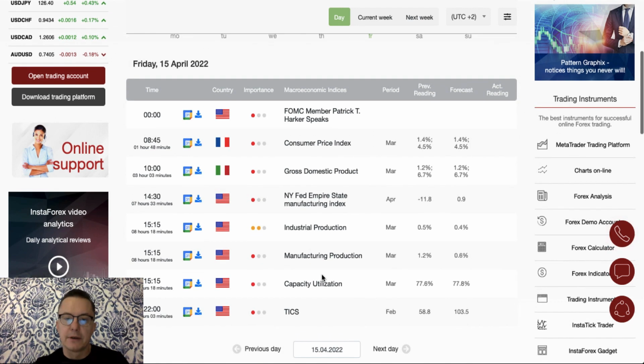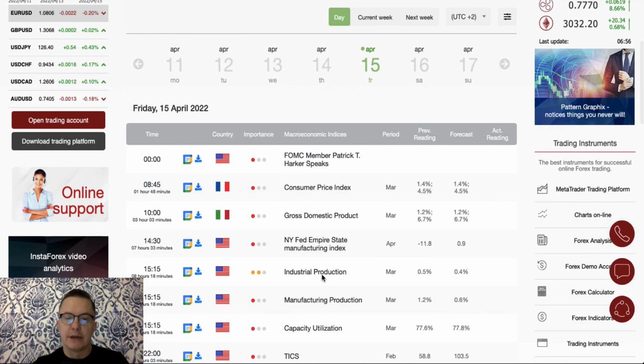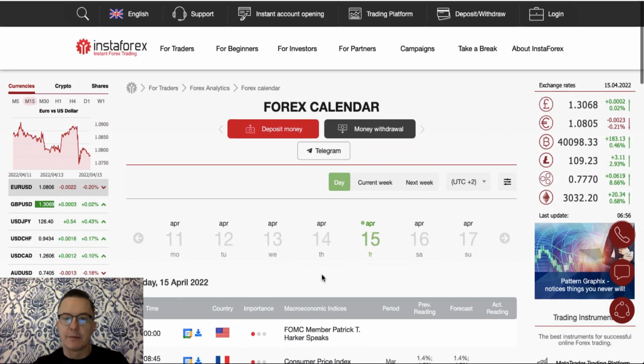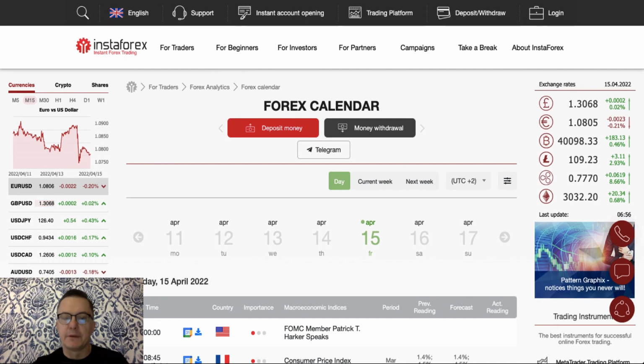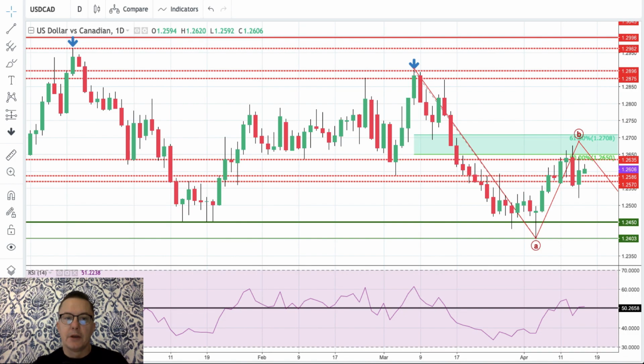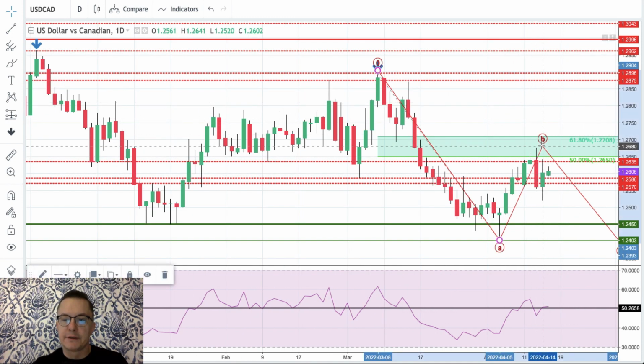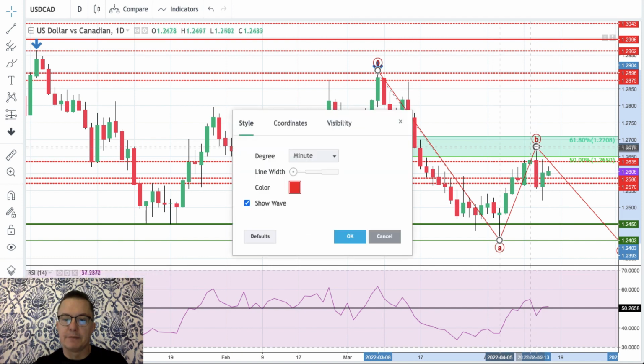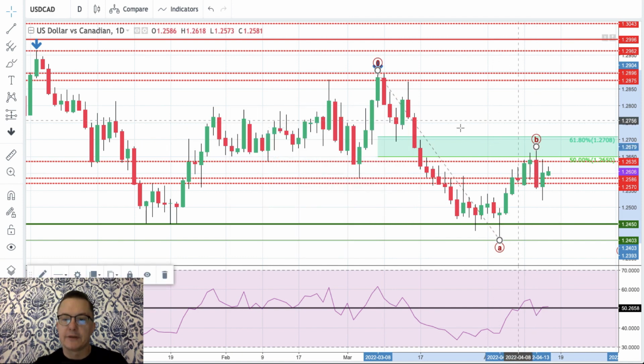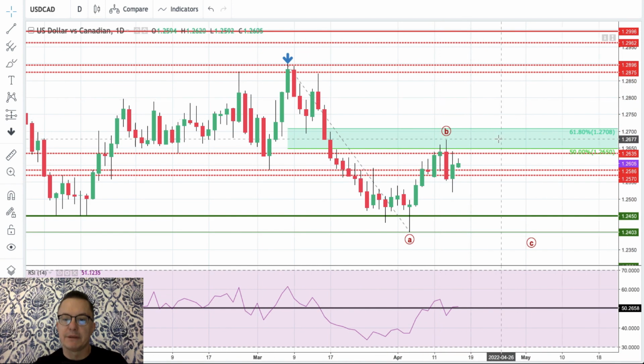However, we can take a look what happened on the different pairs related to the US dollar, because as we remember, yesterday was very interesting day as well. So first, let's start with the US dollar. US dollar to the Canadian dollar daily time frame chart is looking bearish. The reason for that is that we got the ABC pattern completed. Wave B of the ABC pattern is completed. Now we're waiting for the wave C.